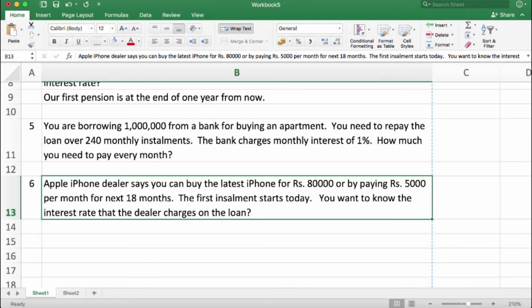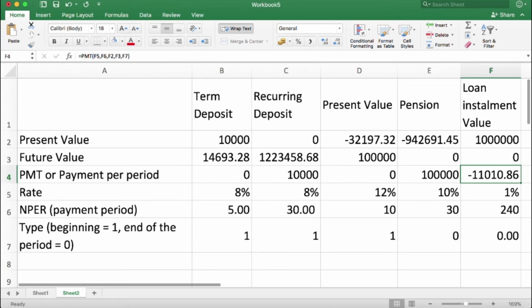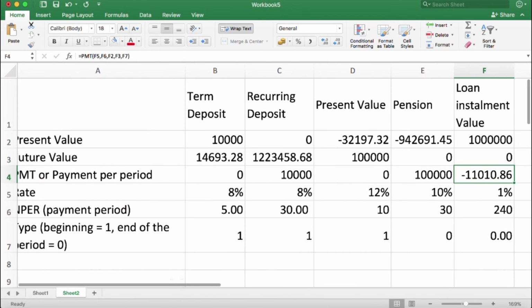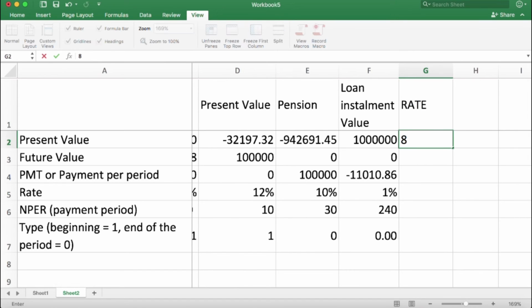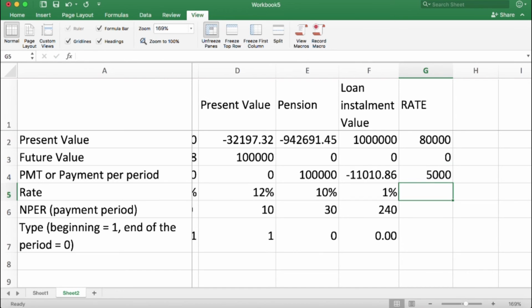So we can find out the interest rate by invoking a function called the rate function. So we have to find out rate. The present value is 80,000, which is the cost of the iPhone. 0 is the future value because we don't want to leave any outstanding loan at the end of the period. Payment per period is 5,000. This is the amount we have to pay every period. Rate is the value which we have to find out. Number of periods is 18 months. We need to start our payment today, therefore type is equal to 1. Now let us find out what the rate is.